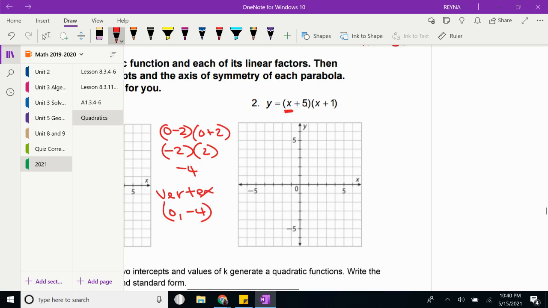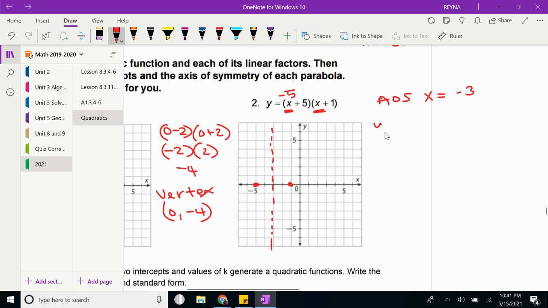What number could I put here to make this binomial 0? We could put negative 5. What number could I put here to make this binomial 0? We could put negative 1. Okay, and what number is halfway in between negative 5 and negative 1? Negative 3. So my axis of symmetry is at x equals negative 3.